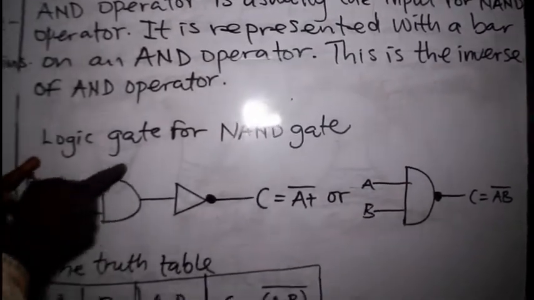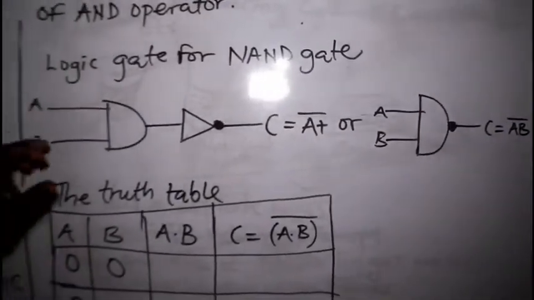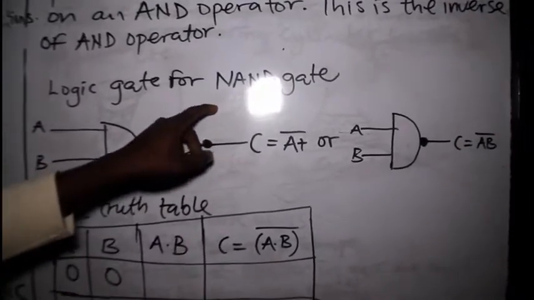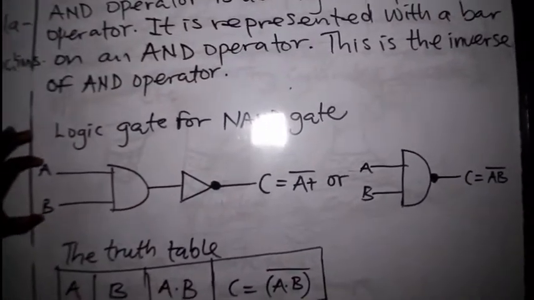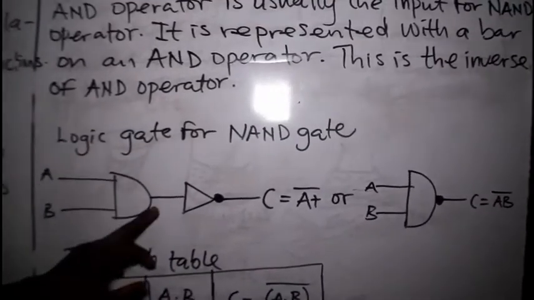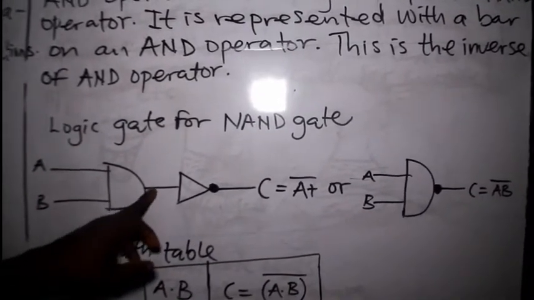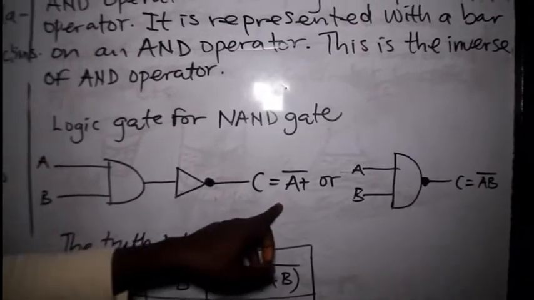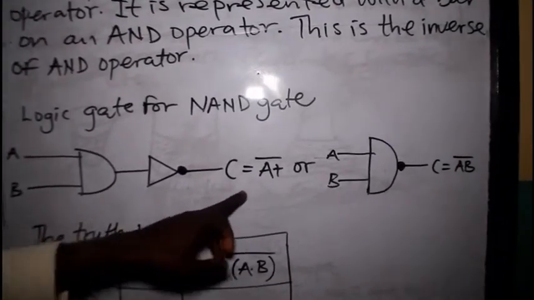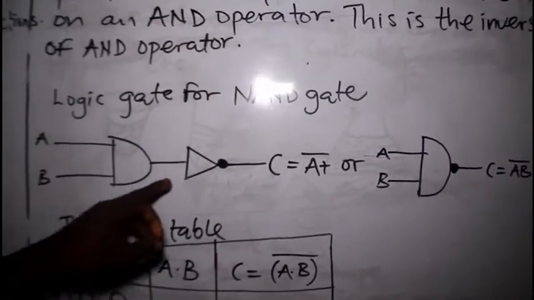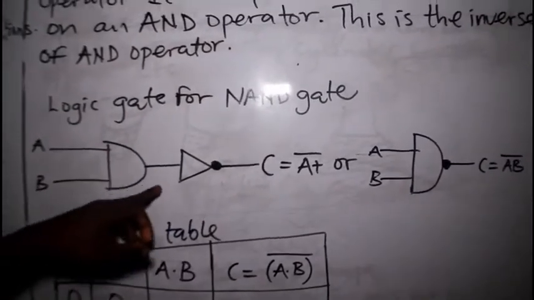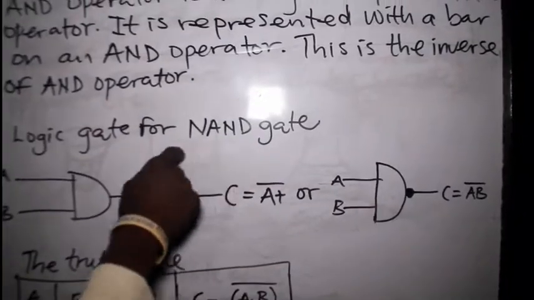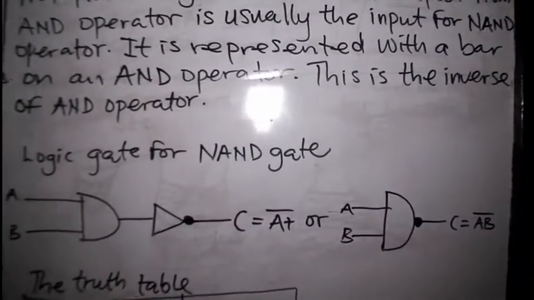Now let's look at the logic gate for the NAND gate operator. You can see this is the symbol of an AND gate, while this is the symbol of a NOT gate. With two inputs fed into this AND gate, the output from the AND gate goes into the NOT gate to give us the output here. The result is what we refer to as the NAND gate.